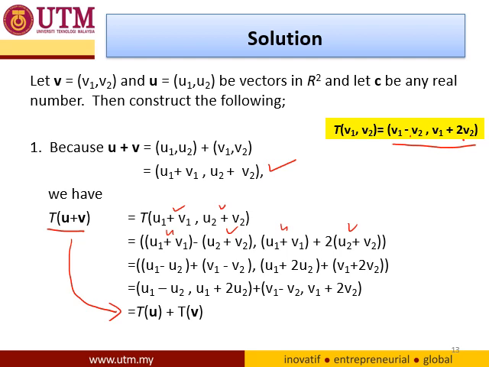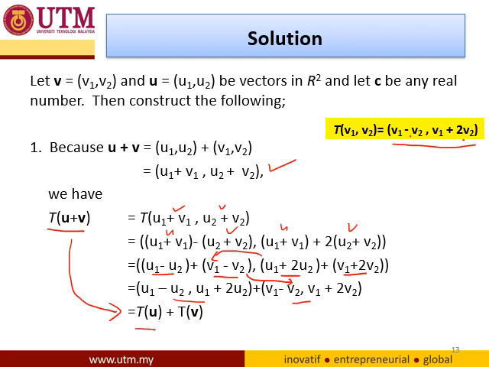Okay, you change the U's to your U's. This is the U's and this is the V's. Alright, and this is also the same, this is the U's and this is the V's. Then you try to move the U's together and the V's together. So you get U1 minus U2, U1 plus 2U2, and then you have V1 minus V2 and V1 plus 2V2.